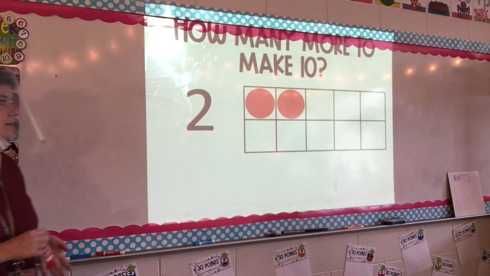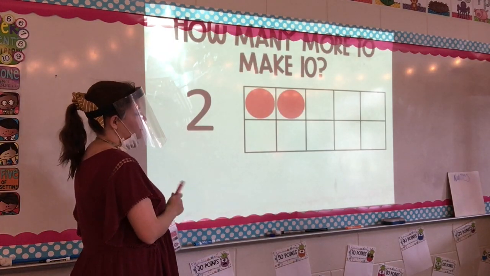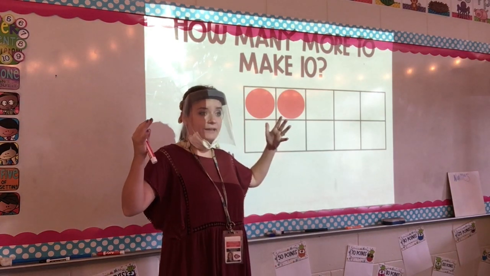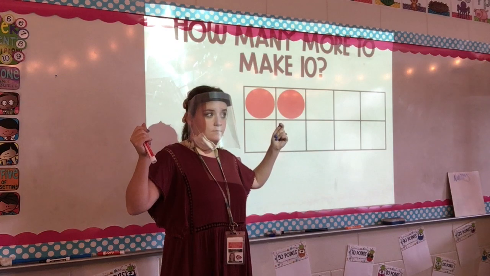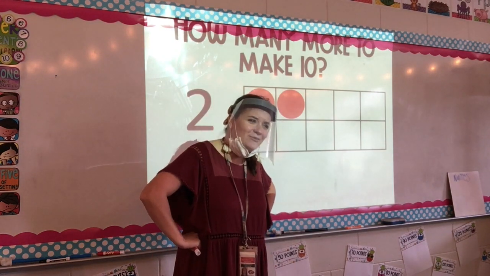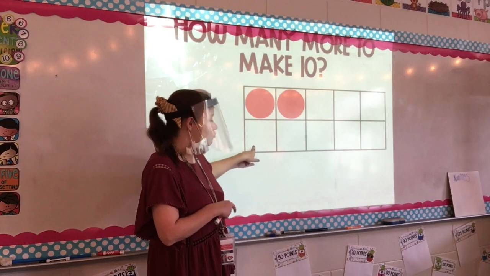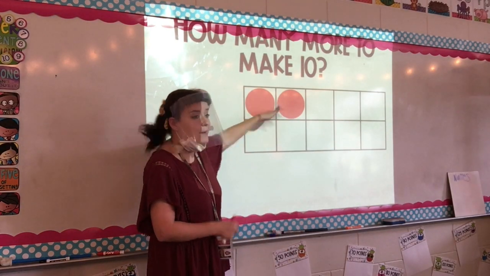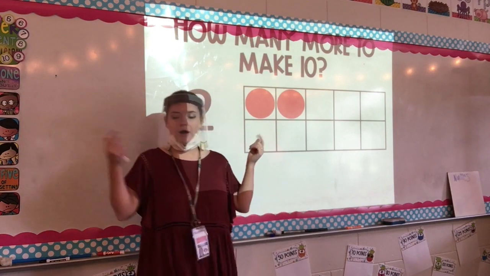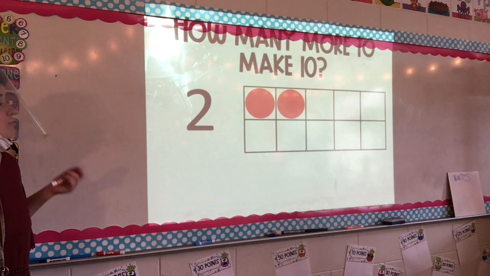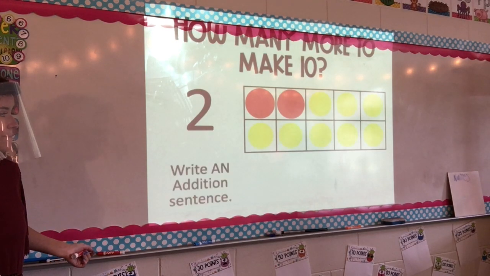Oh my goodness, I only have 2 this time. What does 2 need to make 10, Aiden? 8. It needs 8. Hey, we just did that one, didn't we? Just a second ago, there were 8 and it needed 2. Now we have 2 and we need 8. And that's what I just told y'all. In addition, those parts can flip-flop and it'll be the same numbers. So 2 needs 8 to make 10.